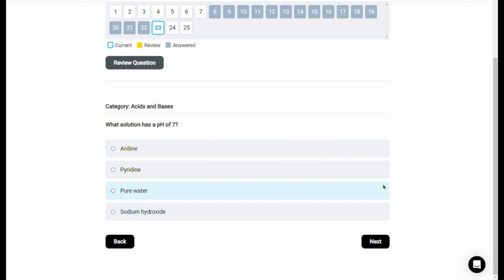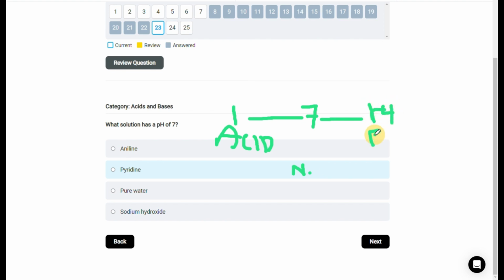Next up, what solution has a pH of 7? Thinking of the pH scale, the lower you go down, so the lowest normally is 1, would be acidic. We can think of things like lemon or even battery acid, and then you go to the middle, which is 7, which is neutral. I'll abbreviate it there. And then 14 would be the basic side of things. So that would be things like bleach or even ammonia. So the 7 is neutral, and that is what we're interested in.